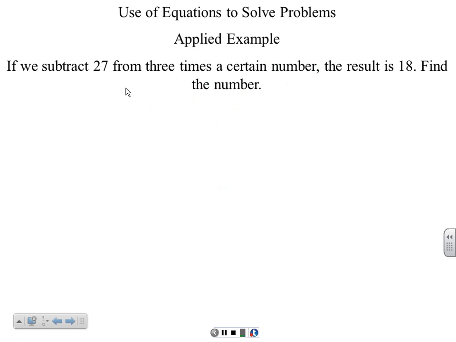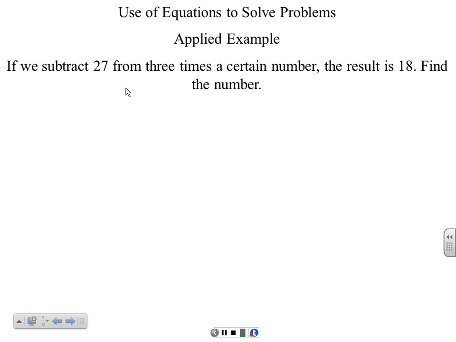Another way that we can use equations is to solve real-world problems, and these are going to be application problems. You're going to see these throughout the semester, and you'll also see them on your final exam. So just be prepared for word problems, because when we do these computational problems, we will do some applied word problems as well.